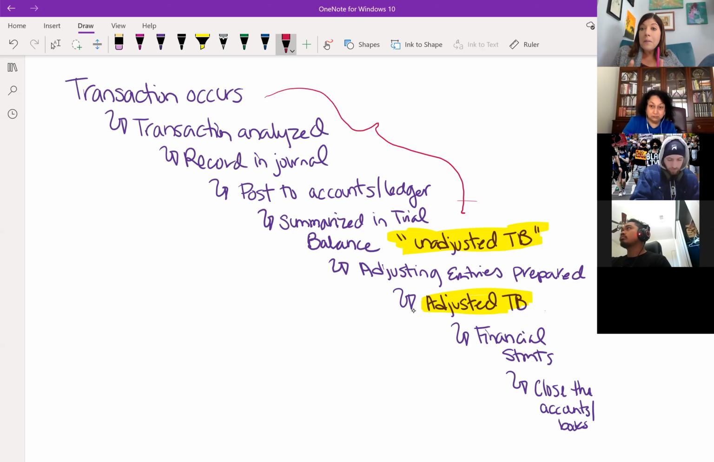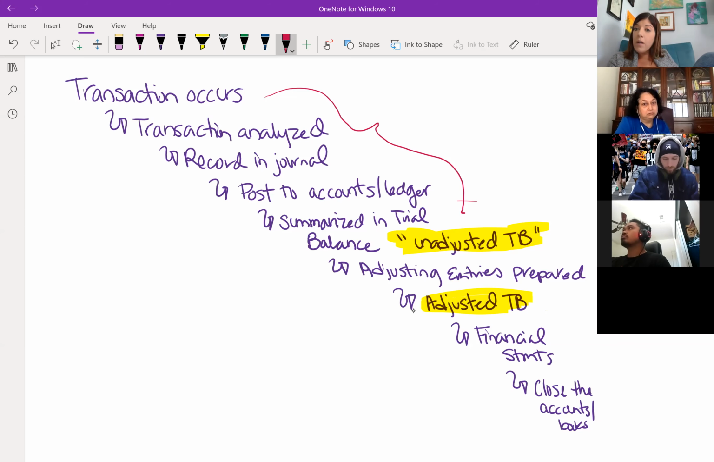So what that means is that if we were to prepare our financial statements based on that unadjusted trial balance, we would be missing some revenue that we didn't record. We'd be missing some expenses that we didn't record. So net income wouldn't be accurate from that unadjusted trial balance. And our assets and liabilities also would not be correct. They may be higher or lower than they should have been.